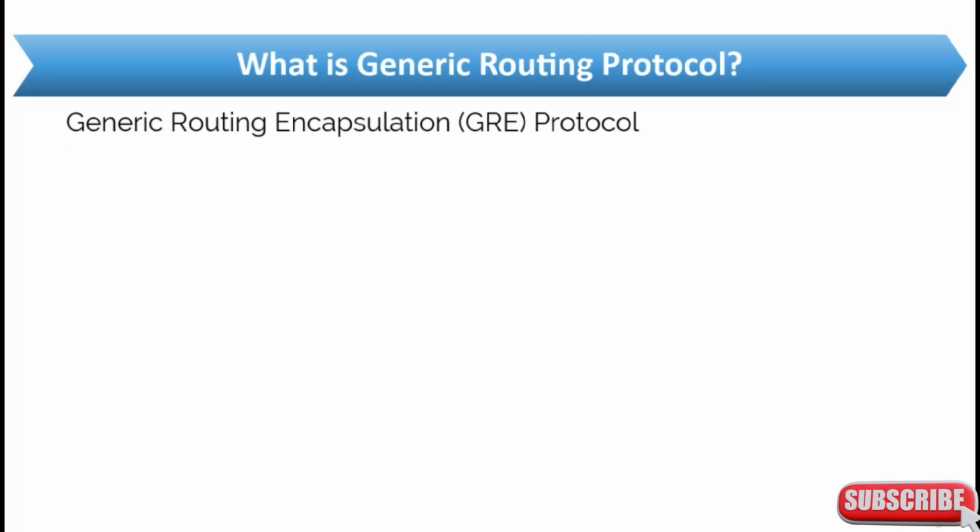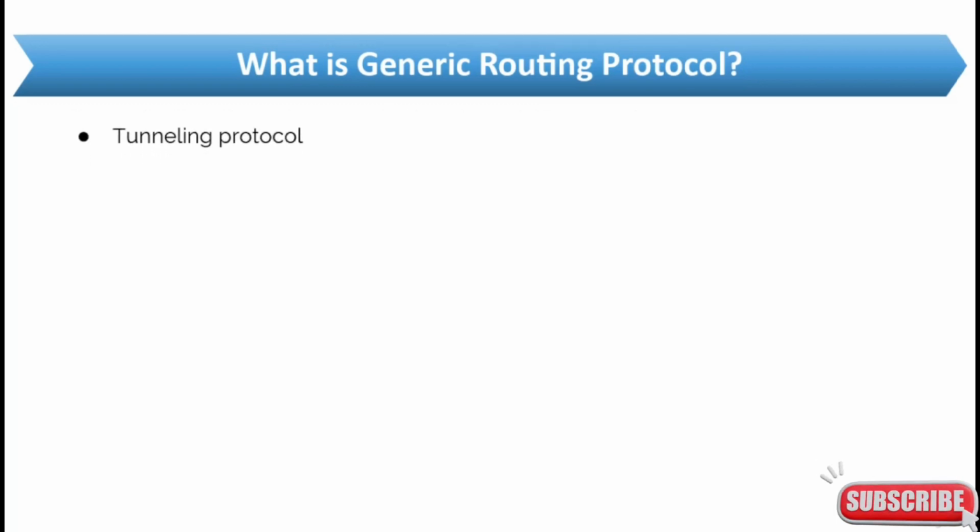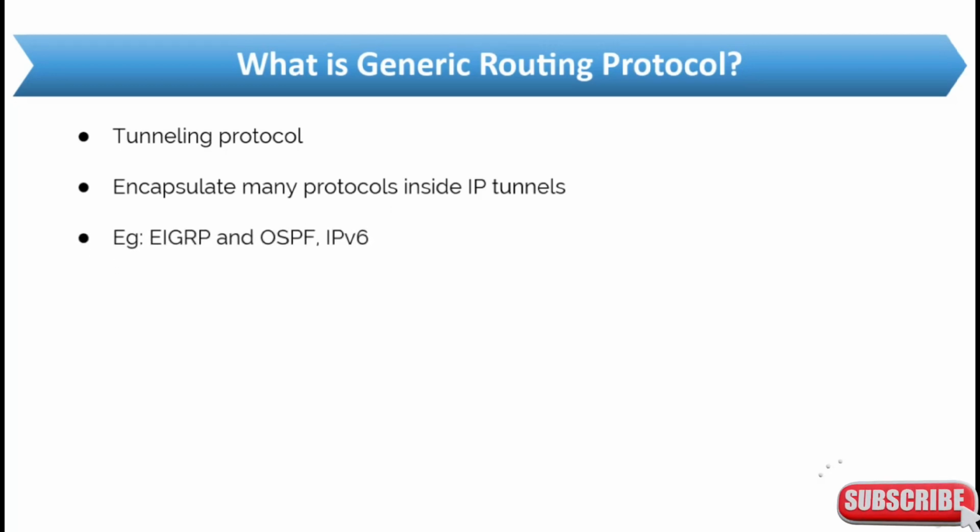Well, in this lecture, we are going to talk about the generic routing encapsulation protocol, that is the GRE protocol. Generic routing encapsulation protocol is a tunneling protocol that can encapsulate many protocols inside the IP tunnels. Some examples would be routing protocols like EIGRP, that is Enhanced Interior Gateway Routing Protocol, and the open shortest path first protocol, that is the OSPF protocol, and IP protocol version 6.